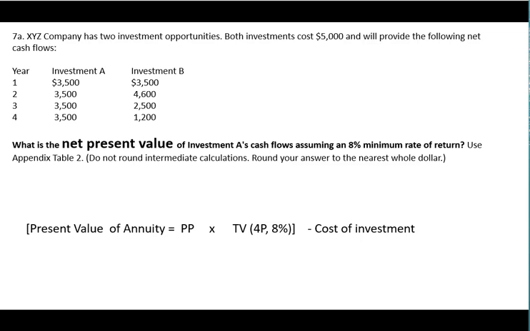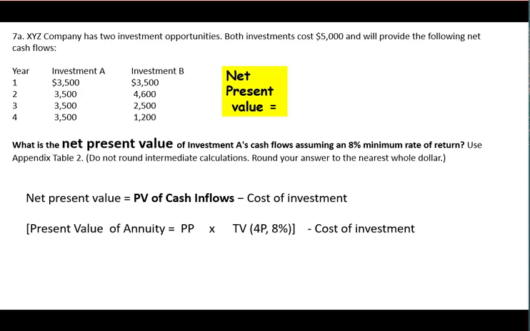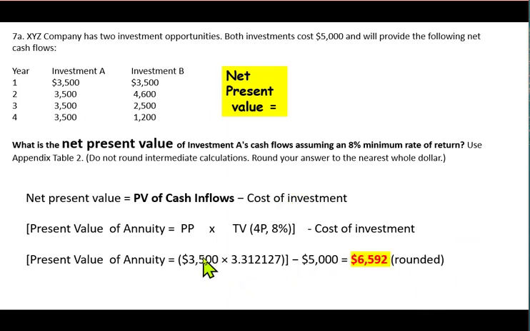So let's do that. So net present value equals, like I said, the present value of the cash inflows of these $3,500 payments using that present value of annuity table minus the cost of investment. So we're going to have $3,500 each year for 4 years, which will give us a table value based on 4 periods at 8% of 3.312127. That number, subtracted from $5,000, is going to give you what the net present value is.